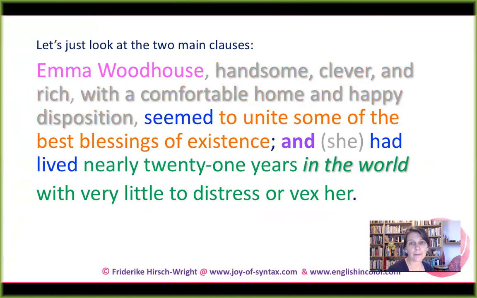Emma Woodhouse seemed to unite some of the best blessings of existence. What does that mean? When you look at it more closely, you will see that handsome, clever, and rich, and with a comfortable home and happy disposition were some of those blessings of existence that Emma Woodhouse had. And so the 2 predicate appositives provide more detail that make us see or understand what the blessings were.